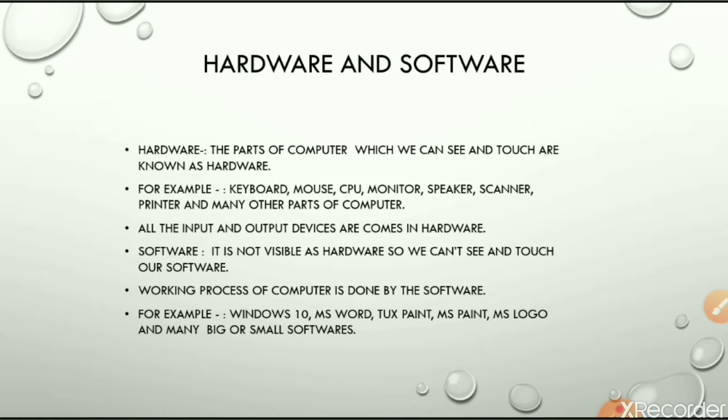So overall, hardware which we can see and touch, that is all the devices which are connected to the computer. Software which we cannot see and touch. Software is actually a set of programs that may be for special purpose, or that may be for overall working of computer.